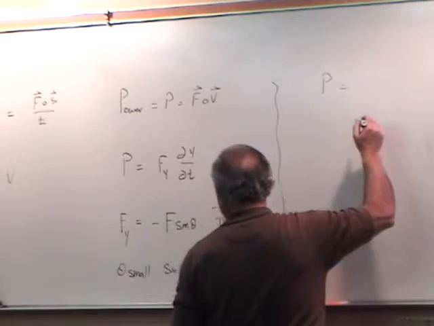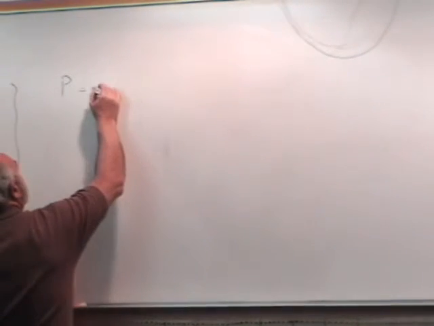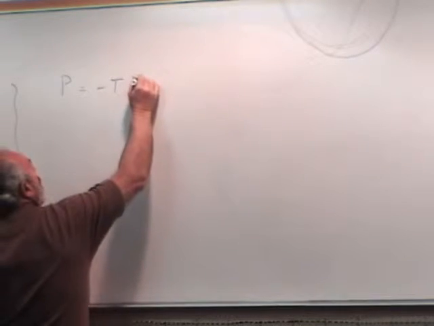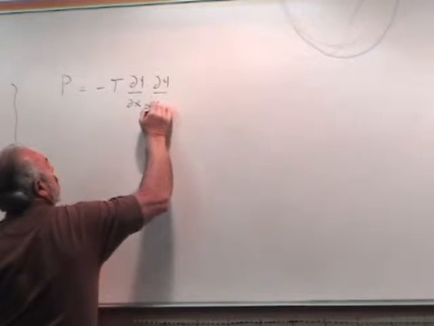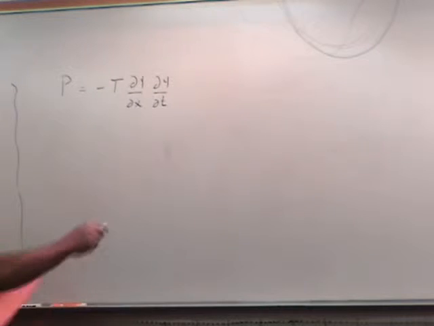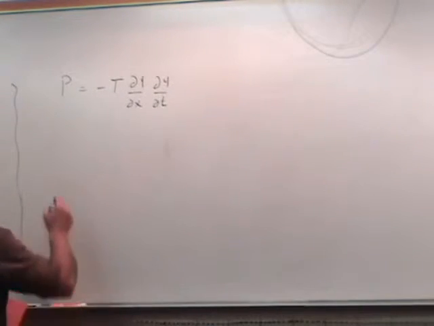So we have minus T dy dx dy dt. Aha! We now have a statement for power. How lovely. How does that help? Well, for us, let's take a look at this as though it were a cosine function. It sure looks like it must be.